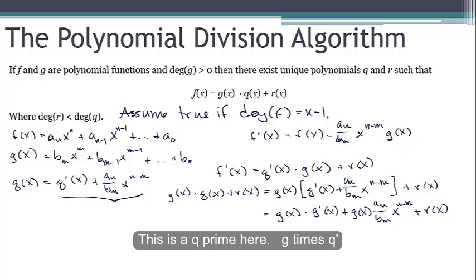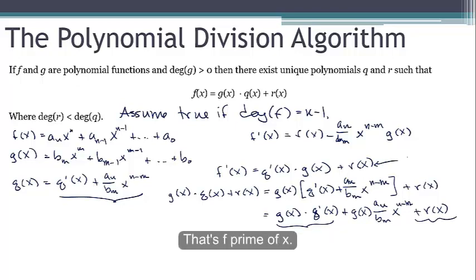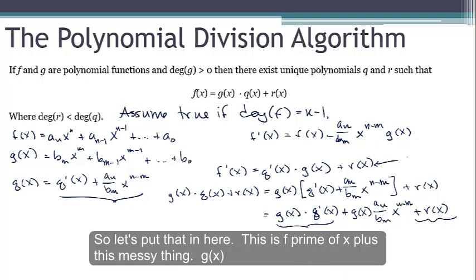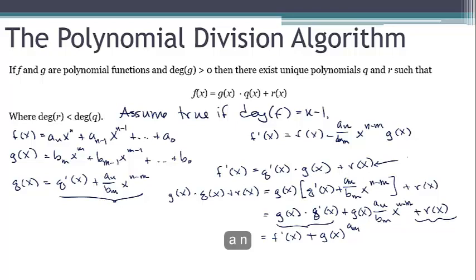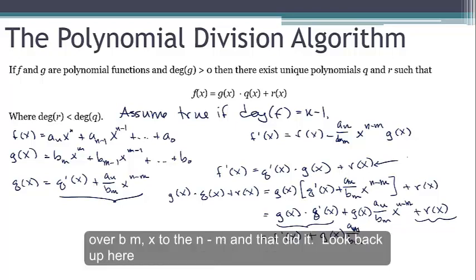G, this is a q prime here. G times q prime plus r, that's this line right here. That's f prime of x. All right, so let's put that in here. This is f prime of x plus this messy thing here, g of x a n over b m x n minus m. All right, that did it.